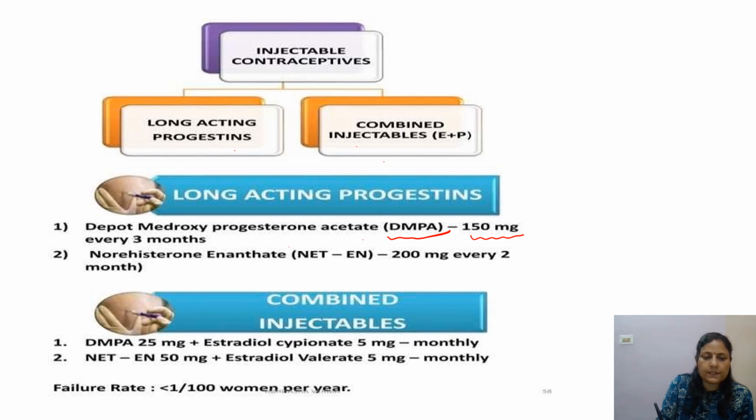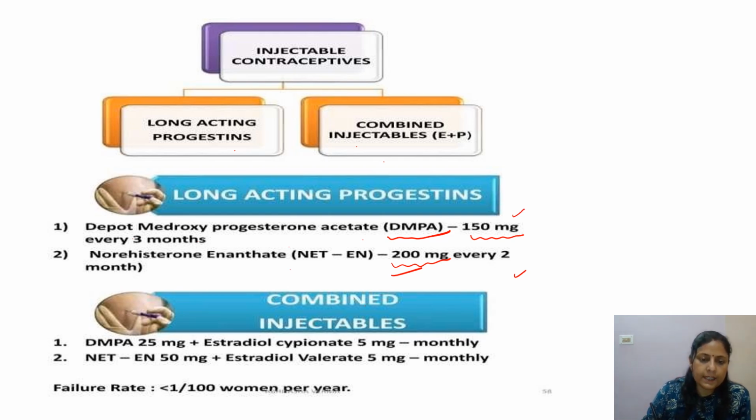The next type of injectable is NET-EN, norethisterone enanthate. It consists of 200 milligram and you have to take this injection every 2 months. So it will protect you from unwanted pregnancy for 2 months, and DMPA protects for 3 months.